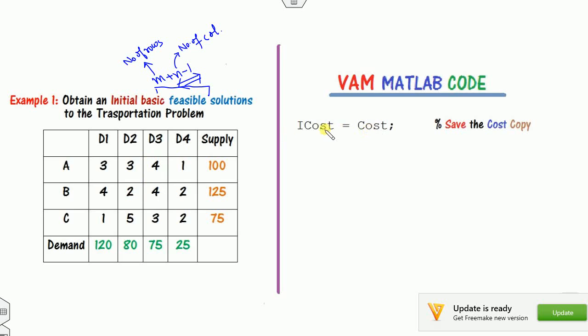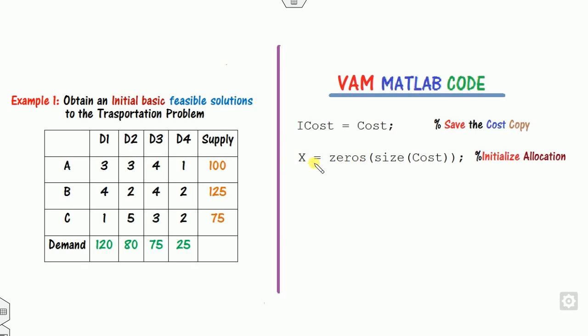So I just copy this cost value as I cost. I copy all the elements of the cost value into I cost, which will be used at a later stage. Then our task is to find M and N. The number of rows and columns I denote by the size of the cost: this represents the number of rows, and this represents the number of columns.